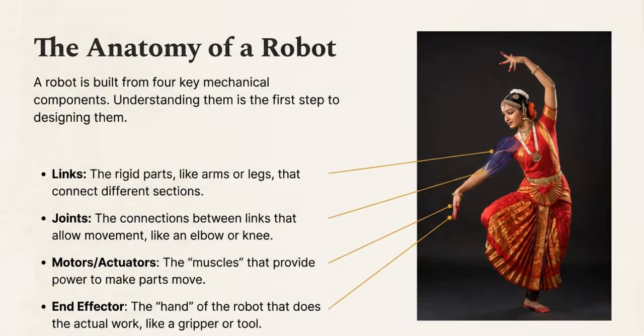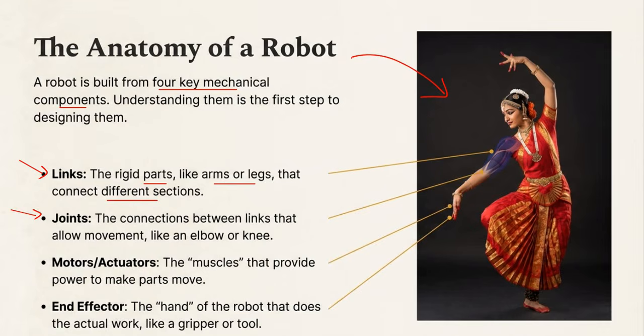gift of movement? Here you can see a human dancer. What if I want to make a robot which will imitate this human dancer? If I have to build such a robot, then I have to understand that, like any other robot, this robot is also built of 4 key mechanical components. The first one is the link, which is the rigid parts like arms or legs that connect different sections.